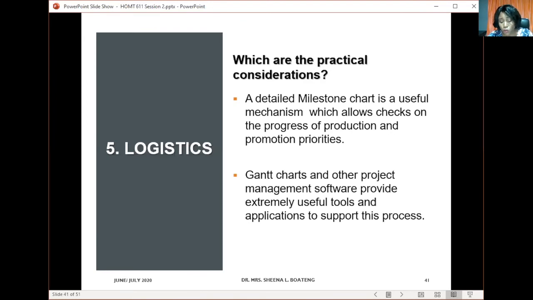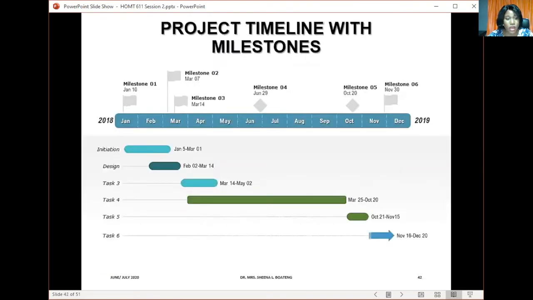That will help them to break down to an even more micro and finer level the kind of activities they need to be performing, sometimes on a daily basis, to ensure that they meet all the targets they have to meet before the day of the event. So here we can see a sample of a project timeline with milestones.